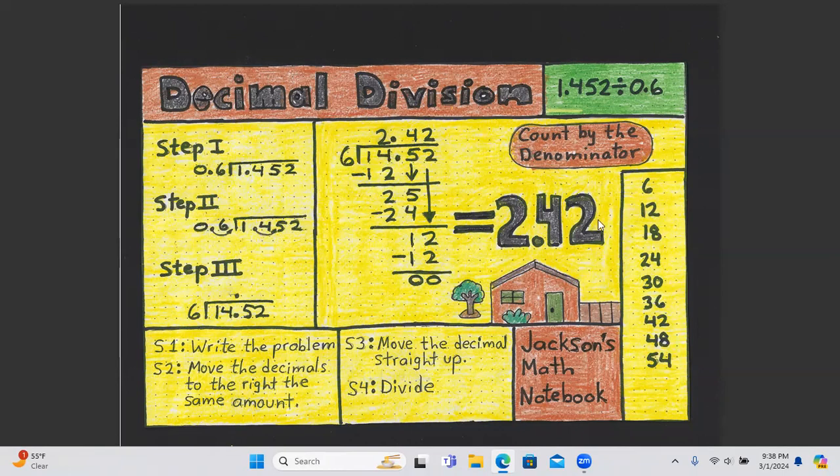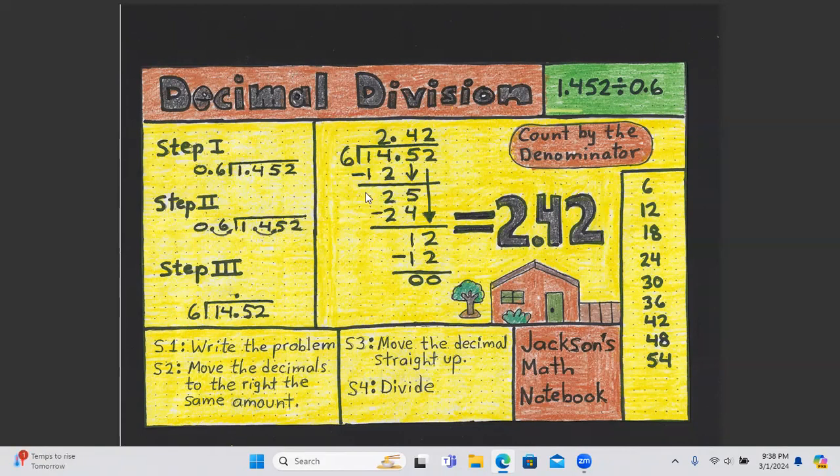Well, how many times? 2 times, because we know that 6 times 2 will give us 12, and 12 is in the second position in our parking lot. And so now we have 14 minus 12, which will give us 2. A 6 cannot squeeze into a 2, so we're going to have to bring down the 5 to help out the 2 to turn it into a 25.